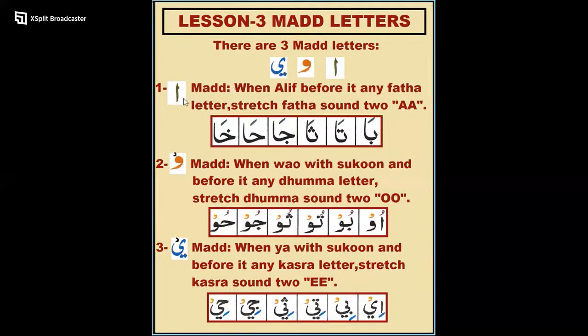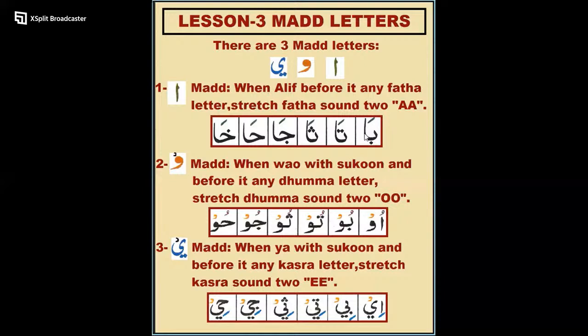The number one, alif mad. When there is alif and before it any fatha letter, stretch the fatha sound to a. As you have learned, the one fatha, one zabar sound is a. Let's have a look at the example.